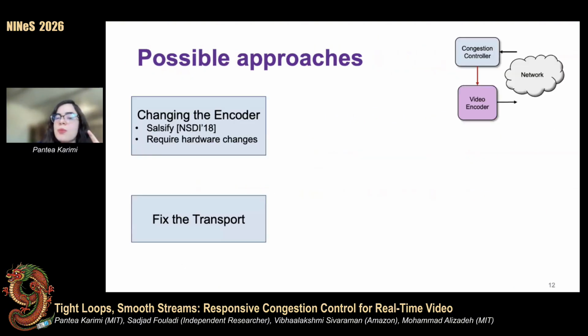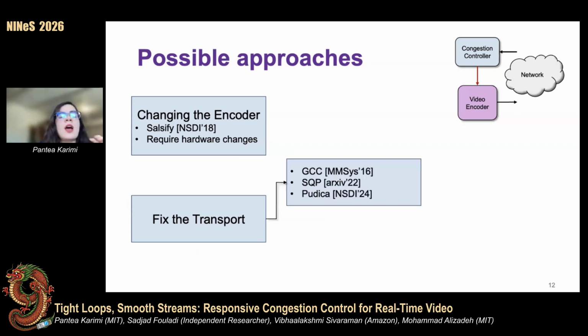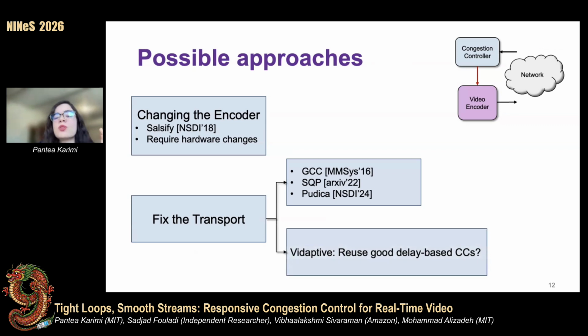To handle this discrepancy, there are two general approaches. One is to change the video encoder, such as the work Salsify, and the second approach is to fix the transport. Most of the literature focuses on designing conservative video-specific congestion control algorithms. We propose to fix the transport by reusing good existing delay-based congestion control algorithms.